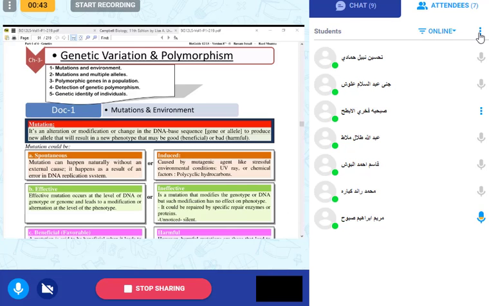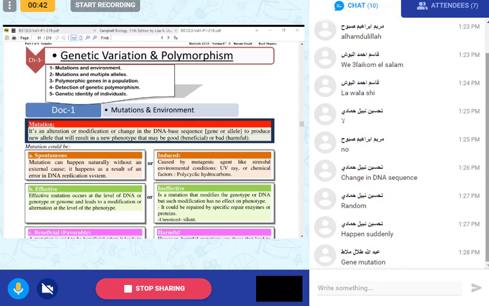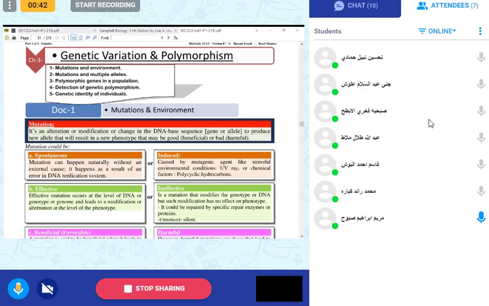Is this being exposed to ultraviolet rays? DNA exposed to, like, X-rays. X-ray radiation or chemicals? Yes. So it is radiation or chemicals. So it could sometimes be beneficial, like in the case of bacterial resistance, and in most of the cases it is harmful.